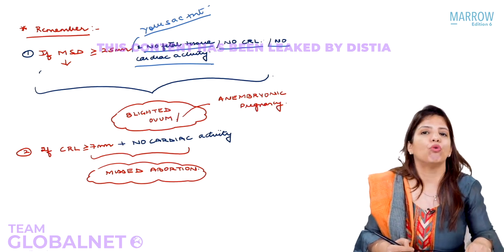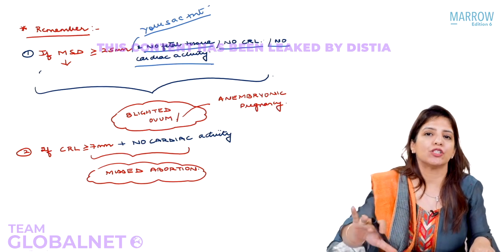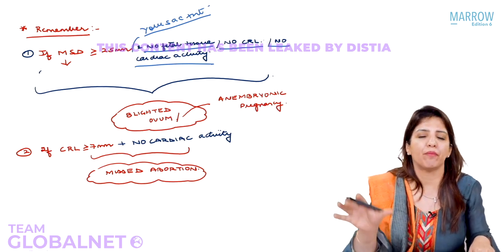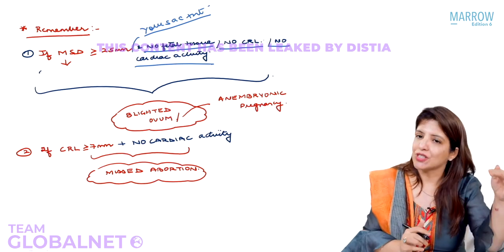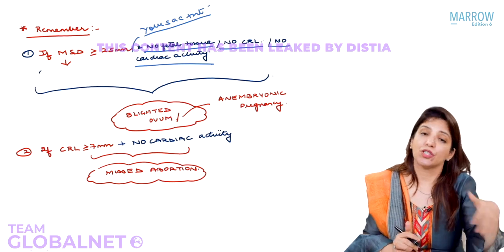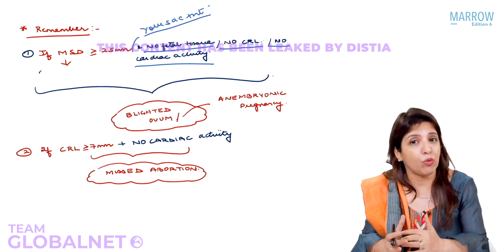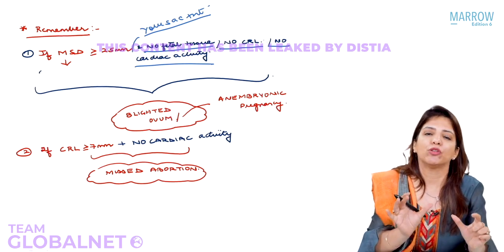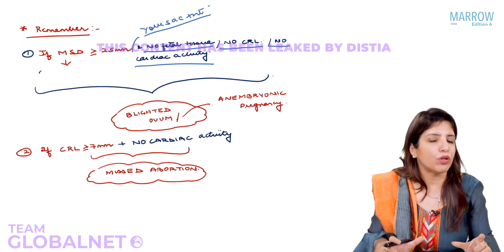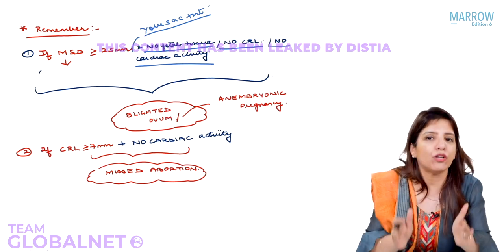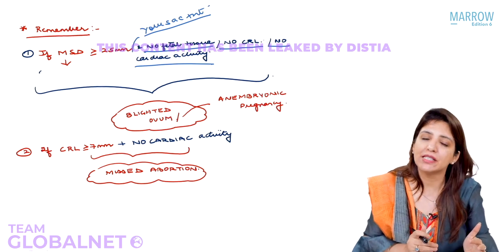Mean sac diameter more than 25 millimeters. Yolk sac present but no fetal tissue seen, no fetal pole seen, no crown rump length seen, no cardiac activity seen. That is blighted ovum. Now, yes, gestational sac is present, yolk sac is present, crown rump length is present, but cardiac activity did not come. And till when did you wait? You waited till crown rump length was more than or equal to 7 millimeters. So, if crown rump length is more than or equal to 7 millimeters and still you are not getting any cardiac activity, you declare it as a case of missed abortion.